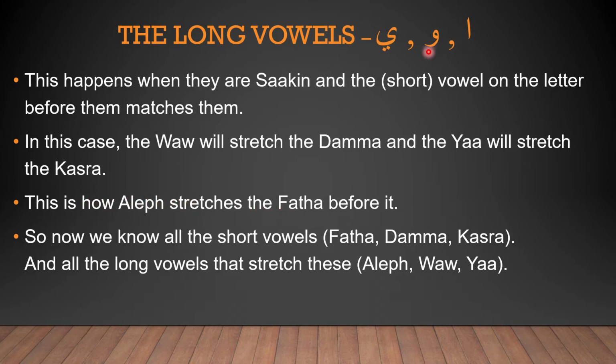So Alif, Waw and Ya are the three long vowels in the Arabic alphabet. Just like Alif stretches the Fatha, Waw will stretch the Dhamma before it, and Ya can stretch the Kasra before it. So now we know all the short vowels, Fatha, Dhamma, Kasra, and now we have these long vowels that will stretch each of them. Alif will stretch the Fatha, Waw will stretch the Dhamma, and the Ya will stretch the Kasra.